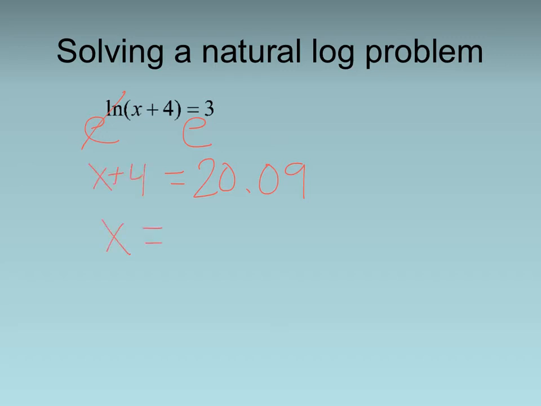So how do I solve for x? Well, all I'm going to need to do is subtract 4, and I end up getting 16.09. That's it. Not bad. Not bad at all. Again, name of the game, e and natural log cancel each other out.